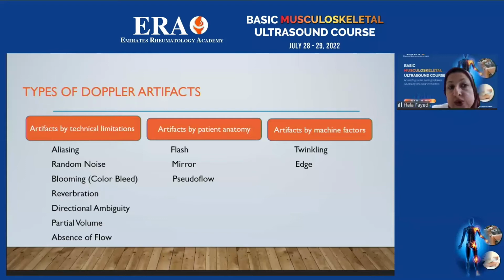To study the Doppler artifacts more, we can classify them into artifacts due to technical limitations, artifacts due to patient anatomy, and finally artifacts due to machine factors. The most important are those due to technical limitations by the ultrasound beam, and we will study them in more detail: aliasing, random noise, blooming or color bleed, and reverberation. Others are directional ambiguity, partial volume, and absence of flow.